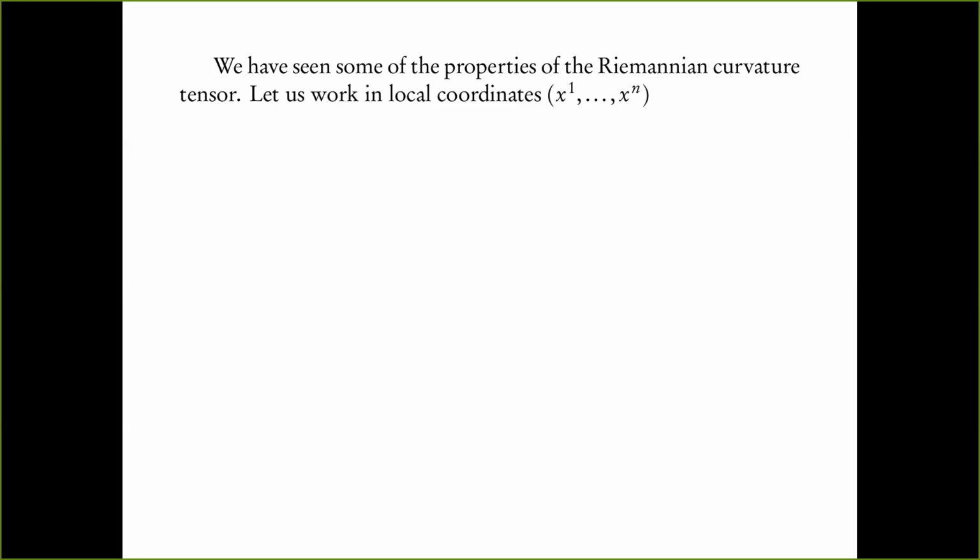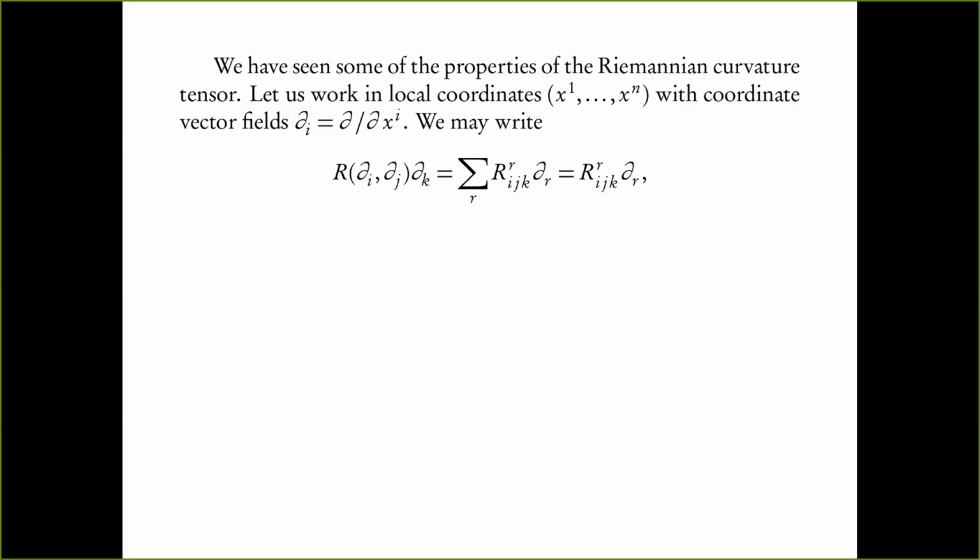So we are working in a patch (U, phi), and the local coordinates for a point in U are given by x1 up to xn. So there's a manifold of dimension n. And in a local coordinate system, you always have coordinate vector fields, which I'll denote by del i. Del i is nothing but del by del xi, right? The usual directional derivatives coming from the local coordinates. So we can introduce this new notation.